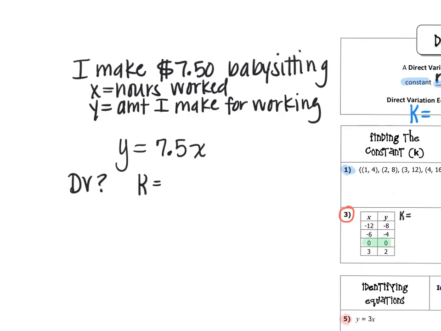I make $7.50 babysitting. So if I work X hours and Y is the amount I make for working X hours, that equation would be Y equals 7.50X. Is that direct variation? Well, let's take a look at what direct variation is, and then we'll come back to this question.